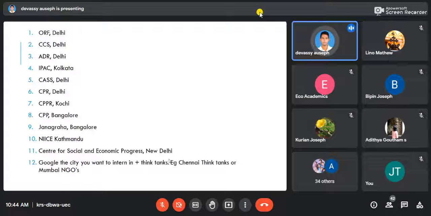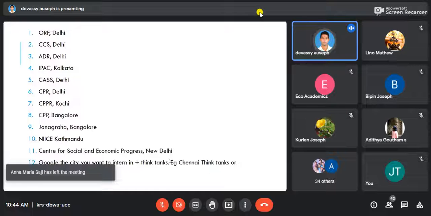Now, if you're doing a research internship, a few of the reputable organizations that you can work in are Observer Research Foundation, Delhi, Center for Civil Society, Delhi, Asian Democratic Reforms, Delhi, IPAC, Kolkata. IPAC is Prashant Bhushan's organization, CAS is Delhi, Center for Policy Reforms, Delhi, Center for Public Policy and Research, Kochi, Center for Public Policy, Bangalore, Janagraha, Bangalore, NIC, Kathmandu, Center for Social and Economic Progress, New Delhi.